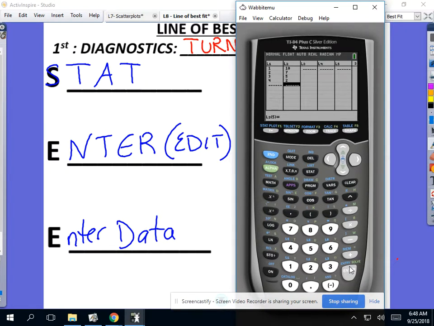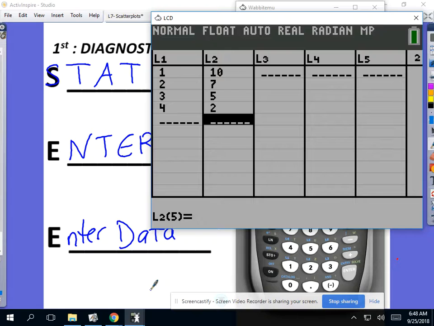So I've put in some x and y numbers. You can see them a little larger here. Go ahead and enter those same numbers in your calculator for L1 and L2. Press pause and let that happen.